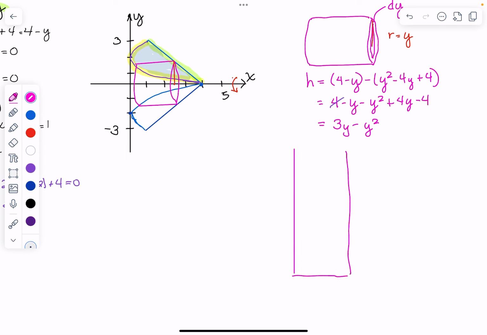I'll cheat on writing here. You guys know how much I love to write. So my height goes right here, right? My circumference in this particular case is like I unwrapped it from the water bottle. It's equal to 2 pi r. In this case, my r is y, so it's equal to 2 pi y.